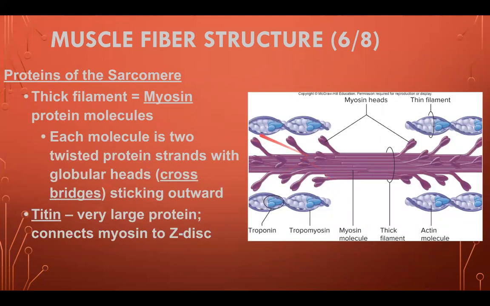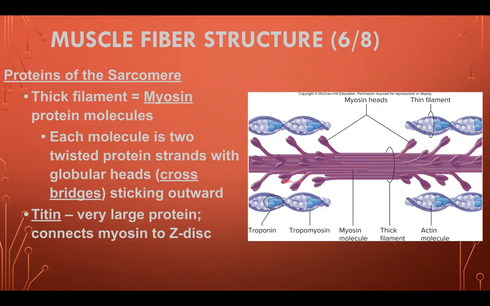Okay. So let's take a look at each of these filaments, starting with the thick filament. The thick filament is a little bit simpler. It is mainly composed of myosin. So if we're looking here, all this purple is myosin. These are strands of protein filaments all bundled together. Each molecule of myosin is made up of two protein strands twisted together, and at the very end, they have these globular heads. These heads are what attach to the actin and form the cross bridge.